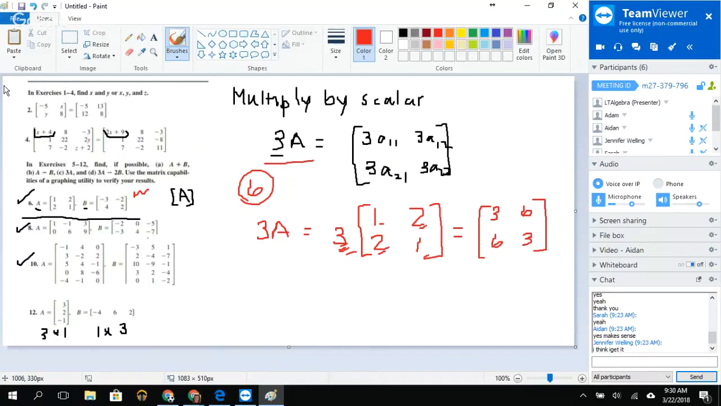So then the last example is that we're going to put this all together. You see that for each of these matrices, they're asking you to add them together, subtract them, multiply by a scalar, and then D combines the two. So let's do example D for problem 6, 6D. So 6D is 3A minus 2B. So 3 times matrix A minus 2 times matrix B.